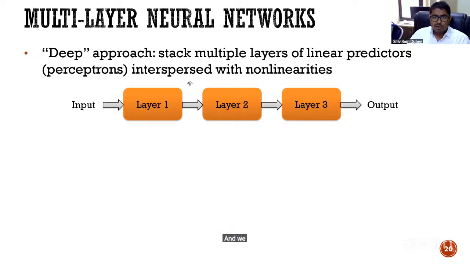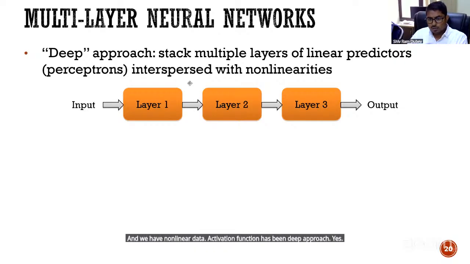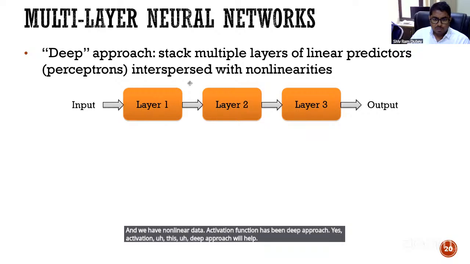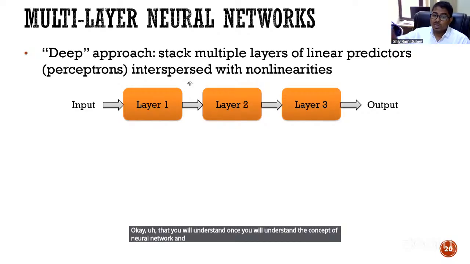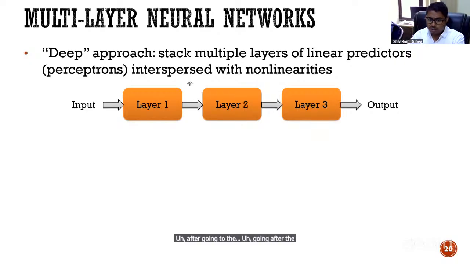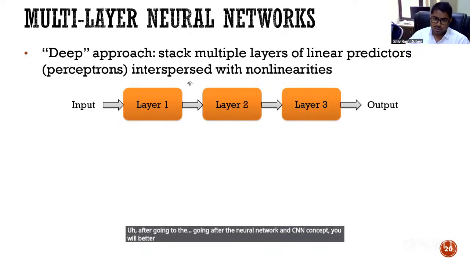And we have non-linear activation functions that help in the deep approach. Yes, this deep approach will help. How, in the deep approach, does linear plus non-linear give a new dimension? Okay, you will understand that once you understand the concept of neural networks and convolutional neural networks, because in CNN we have the concept of different filters, which are also called kernels. So having these different kernels can give a different dimension. So after going through the neural network and CNN concepts, you will get to know this better.